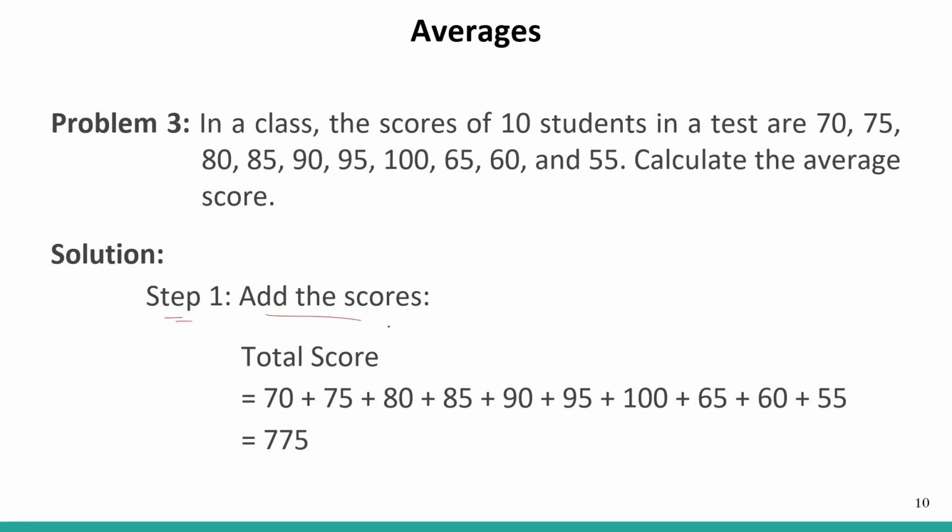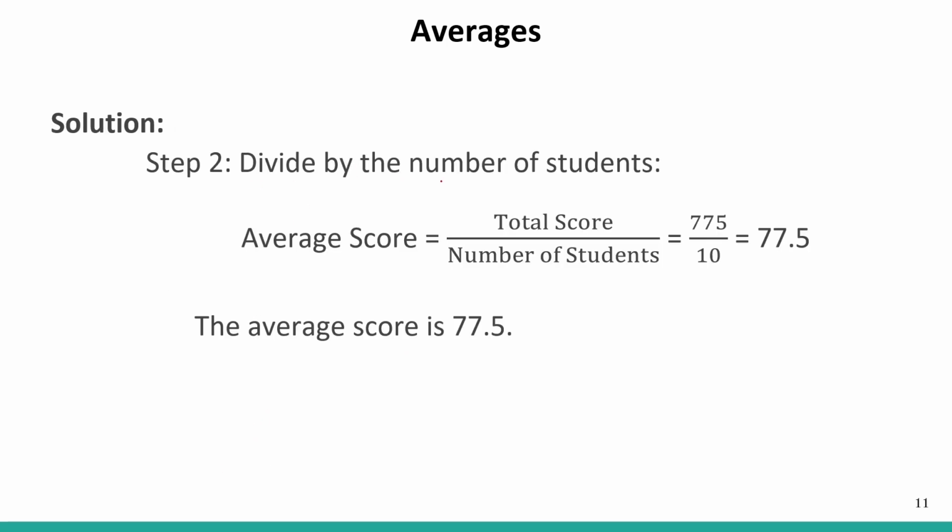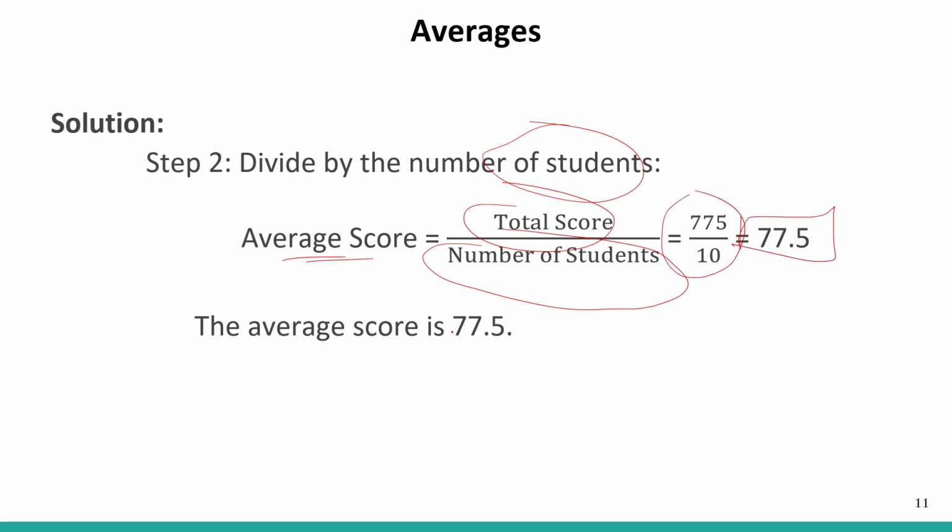So step 1 is to add the scores. The total score will be 70 plus 75 plus 80 plus 85 plus 90 plus 95 plus 100 plus 65 plus 60 plus 55, which is equal to 775. Okay, so divide that number by the number of students. So average score is equal to total score by total number of students, that is 775 by 10, which is nothing but 77.5. So the average score will be 77.5.